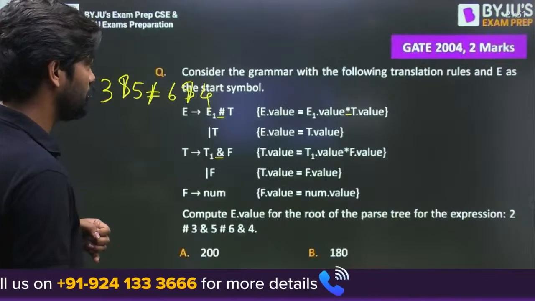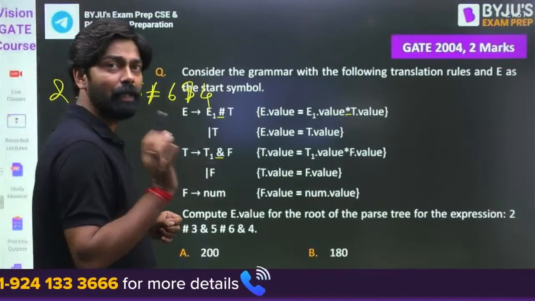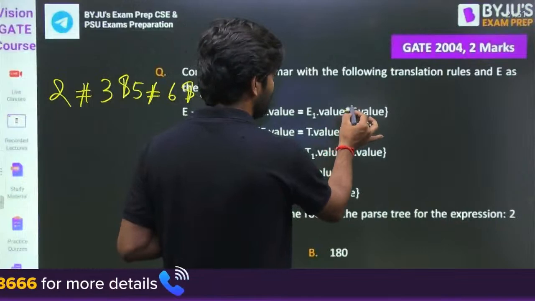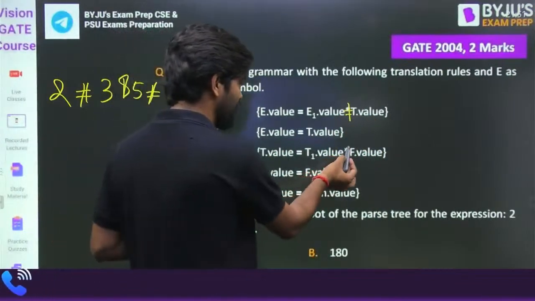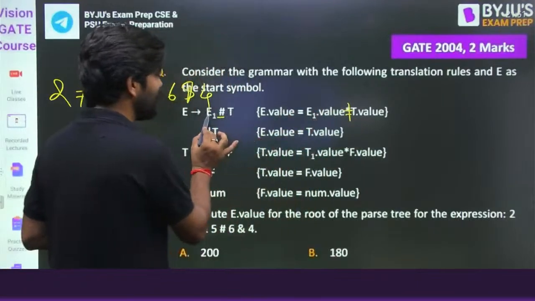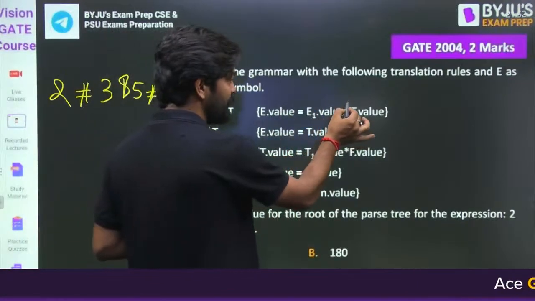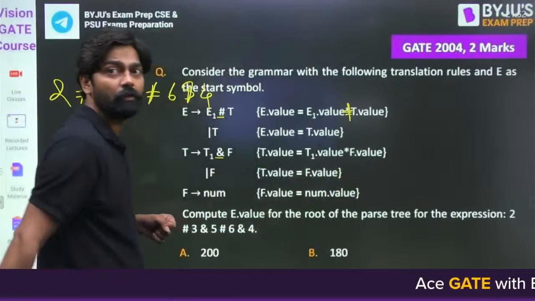But what you do, I'm changing a little bit for you. I'm just assuming this is plus, and I'm assuming this is multiplication. I'm telling E goes to E has T, it is nothing but plus. I'm telling it is plus and this is what? Multiplication.